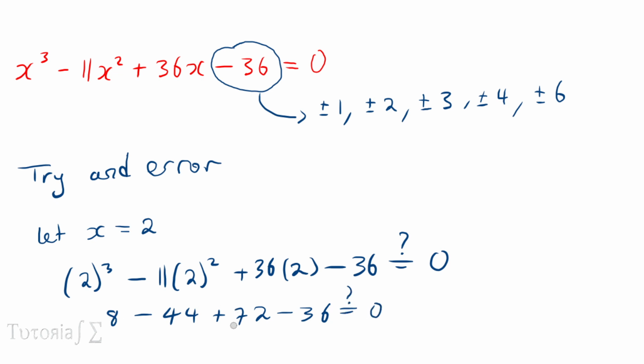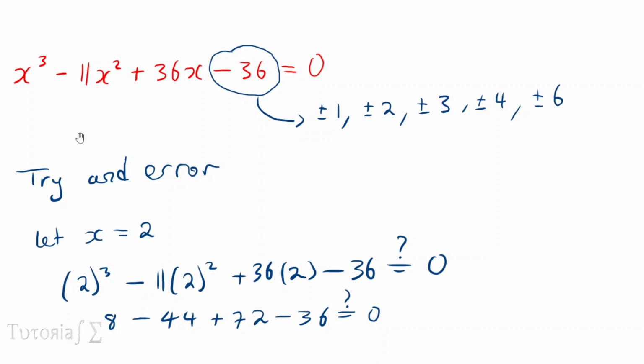So let's simplify. If you have a calculator, you can do it. If we simplify this, we get 0 equals 0. If we didn't get 0, we would have tried the other values, positive x and so on. But since we are getting 0, x equals 2 is a factor. So we found our first factor.